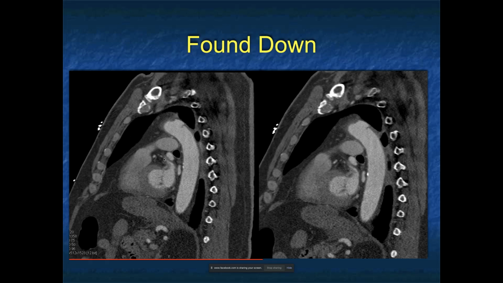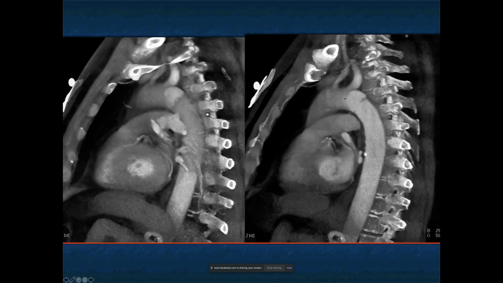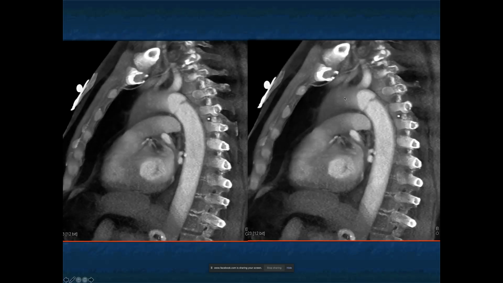Look at the chest. Look at the descending aorta. There's a little flap there. There it is on 3D imaging. This is classic tear, transection almost, of the patient's thoracic aorta.